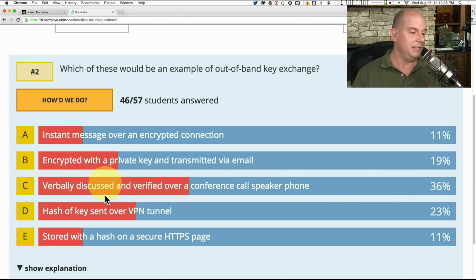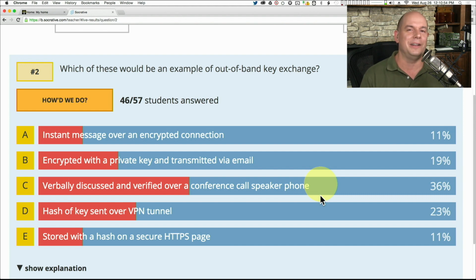It is verbally discussed and verified over a conference call speakerphone. And again, we're assuming, of course, this is a POTS line or something that's not going on the network, or else it would be an in-band connection. But this would be the best example of an out-of-band key exchange. Not the best example, really, of the way to do it.